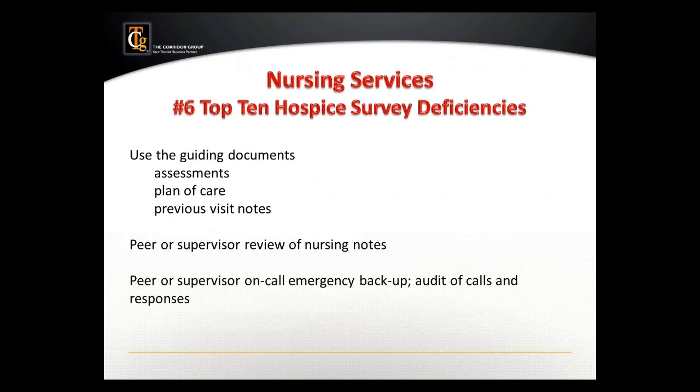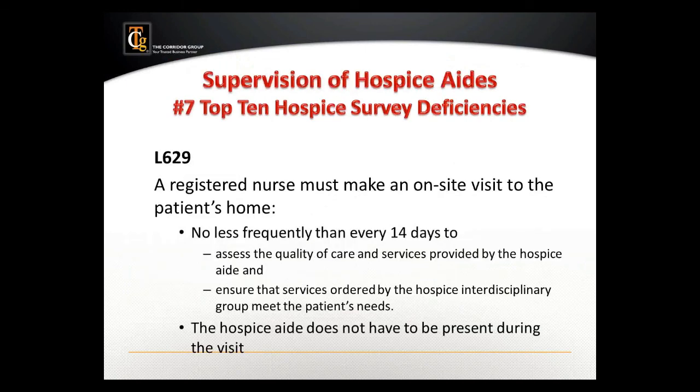And then, of course, our favorite, supervision of hospice aides. Another top 10 deficiency. It's been there forever. I don't know why we can't get this right, but we can't. Our registered nurses are not doing their supervisory visits every 14 days, and I think every organization deals with that. You know what you need to put in place to stop that from happening.